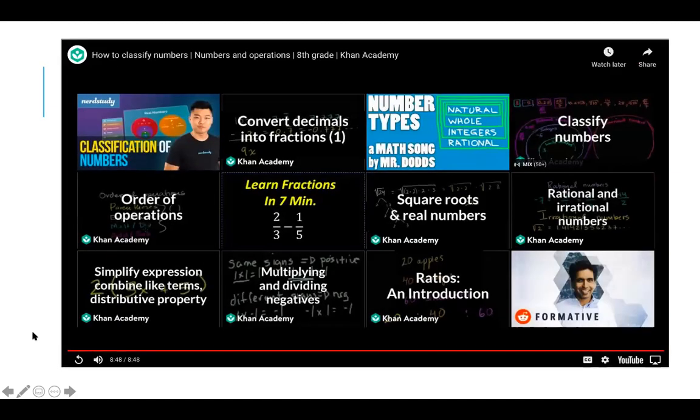And so we went over several examples of how to classify numbers. We're going to go ahead and practice this.